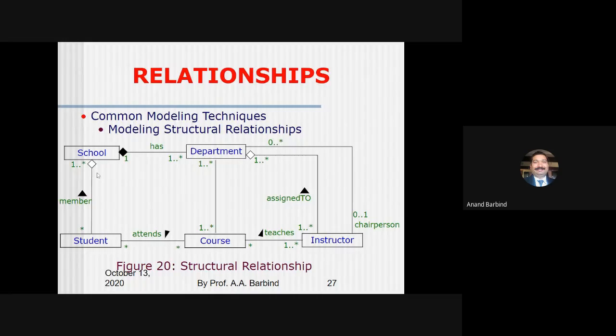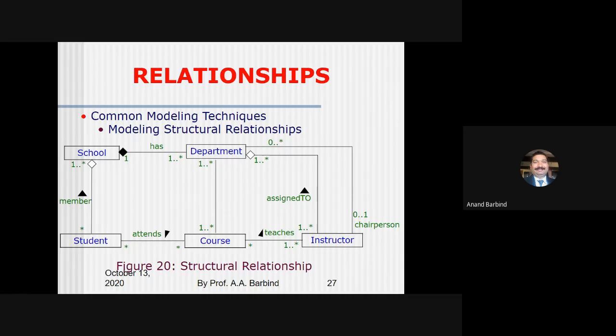Let's say for 4 years, the students are part of this particular school. After that, they become the alumni of that particular school. So they are not permanently associated with the school. That is why here the aggregation is used. Whereas the school has various departments, and those departments are permanently part of that particular school. So there is a composition relationship between the school and the department.